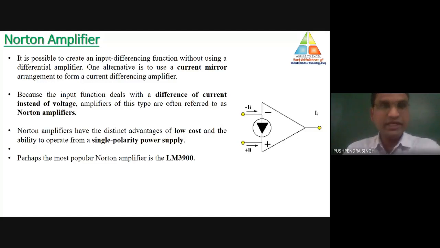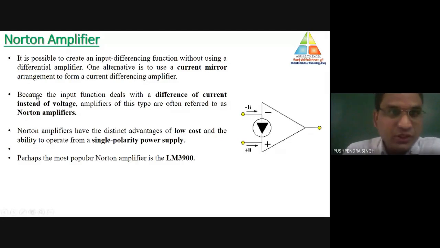So today we are going to discuss the basic functionality of this Norton amplifier, the symbol of this Norton amplifier, and what the output voltage and output would be in case of the inverting terminal of the op-amp and the non-inverting terminal of the op-amp. These are the topics which we are going to cover in today's lecture.